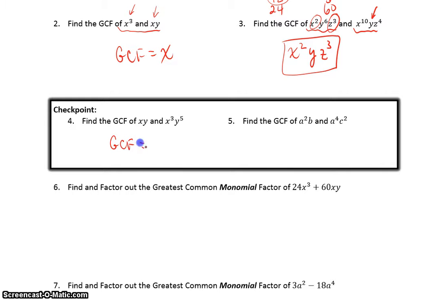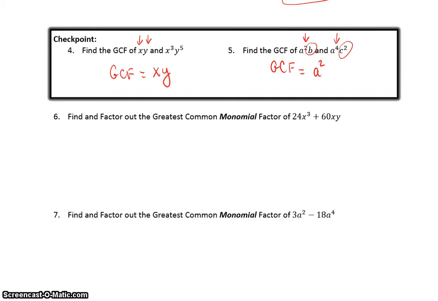For the GCF of these two terms, I see an x, and that's at most I can take out because this one only has 1. And I see a y, and again, that's at most we can take out. The GCF on number 5, I see a's, and in fact we can take out a squared, since this has an a squared and I can take a squared out of a to the fourth. I only see one b, so we can't take out any b's, and I only see one c, so we can't take out any c's. So this is our final answer, just a squared.